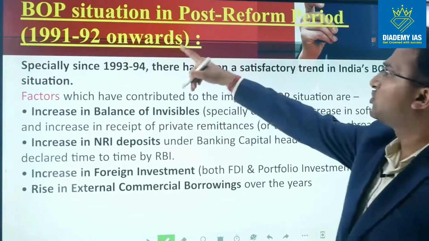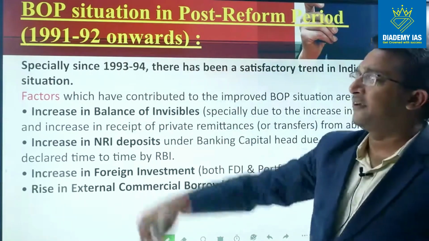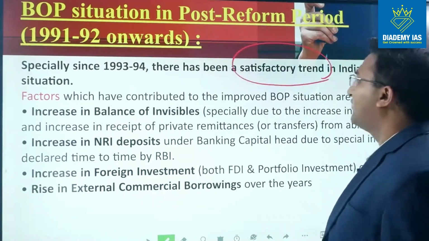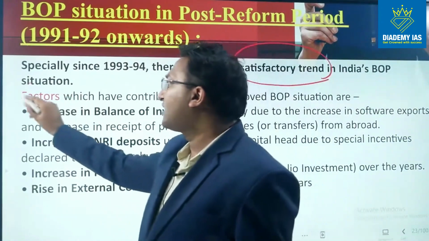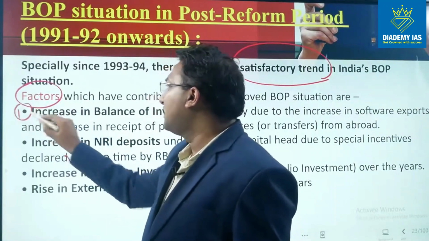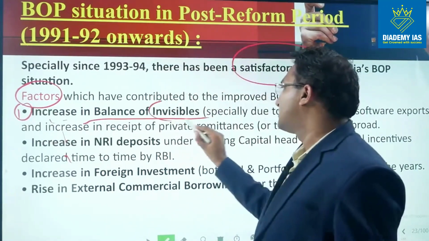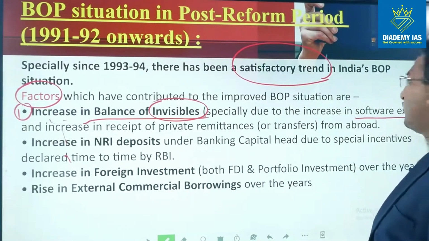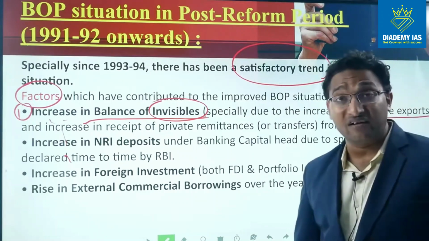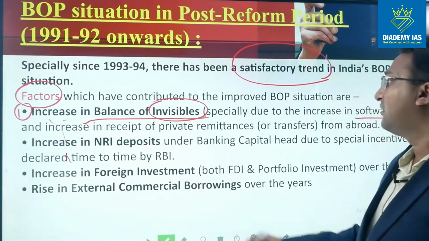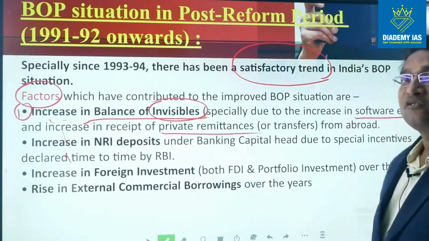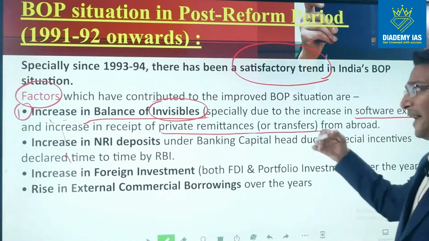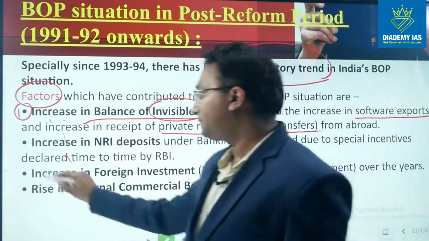So the BOP situation in post-reform period, that is after 1991. So there has been a satisfactory trend after that. And what are the different factors which have contributed to the satisfactory trend? First, there is increase in the balance of invisibles, right? So balance of invisibles, especially because of increase in the software export, that is a non-factor services, and receipt of the private remittances, that is the factor services, right? Or transfers from the abroad. So both factor and non-factor services have seen increase.